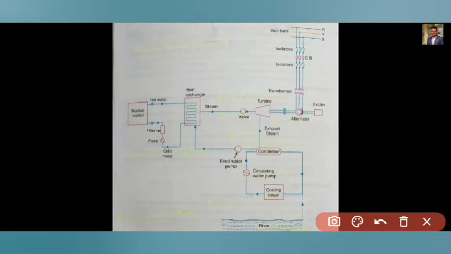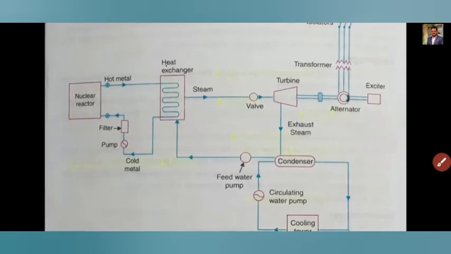Now we will go to the nuclear power station. Why do we use this? Definitely it has some advantages and also disadvantages. The main thing about nuclear power is that by using a small amount of energy or small amount of fuel, we get equal output.